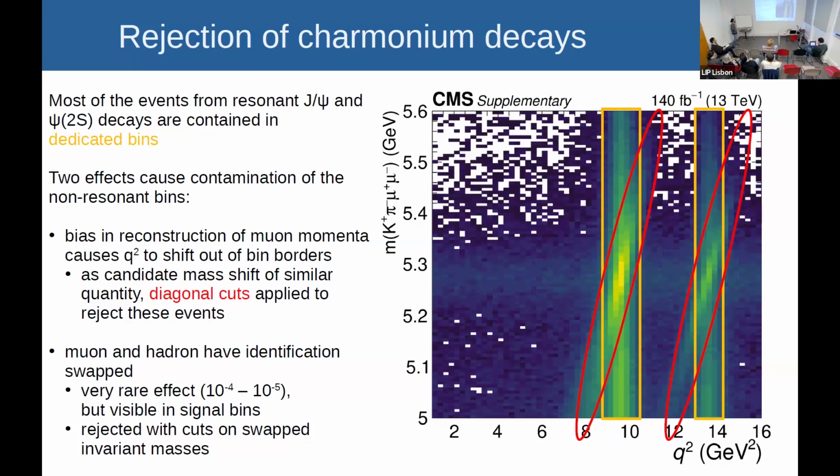So we apply cuts on this, testing swapping back the identification of the muons and the hadrons, and then basically cutting on the invariant masses under that hypothesis.